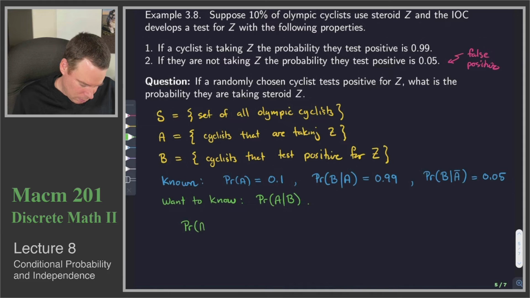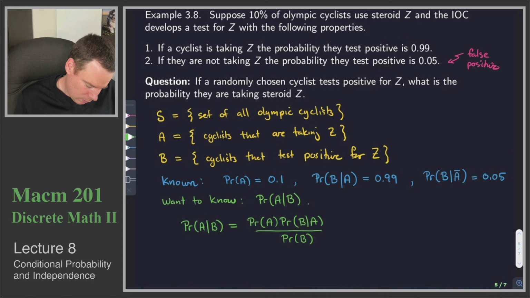Well, by Bayes' theorem, the probability of A given B, we want to relate it back to things we know. So let's look at our known line. Probability of A, probability of B given A, probability of B given not A. Probability of A given B, by Bayes' theorem, that's the probability of A times the probability of B given A, all over the probability of B. So I'll put BT up here for Bayes' theorem.